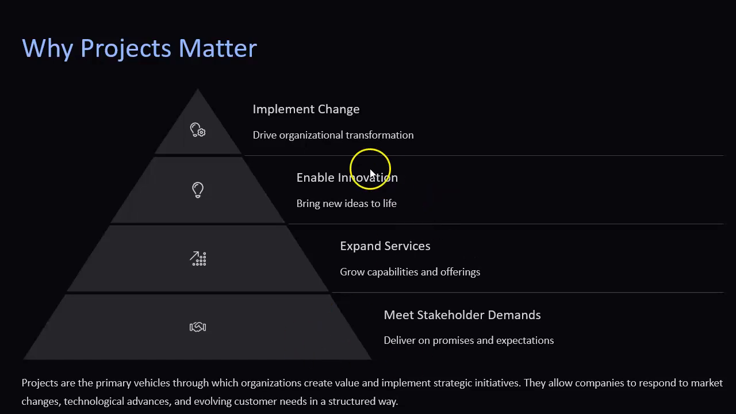So why do projects matter? As we see in the pyramid: implement change, going through organizational transformation; enable innovation, bringing new ideas to life; expand services, growing capabilities and offerings; meet stakeholder demands, delivering on promises and expectations. Projects are the primary vehicles through which organizations create value and implement strategic initiatives. They allow companies to respond to market changes, technological advances, and evolving customer needs.